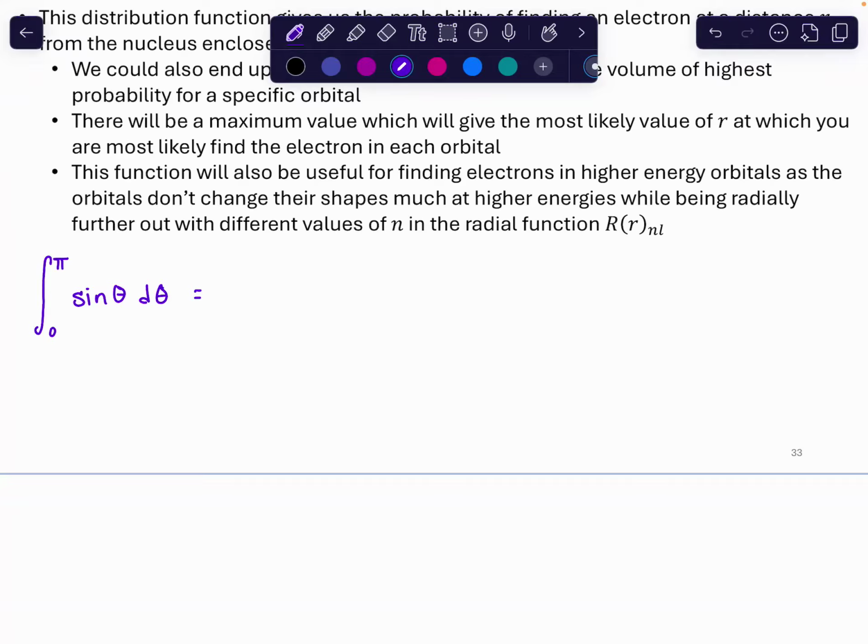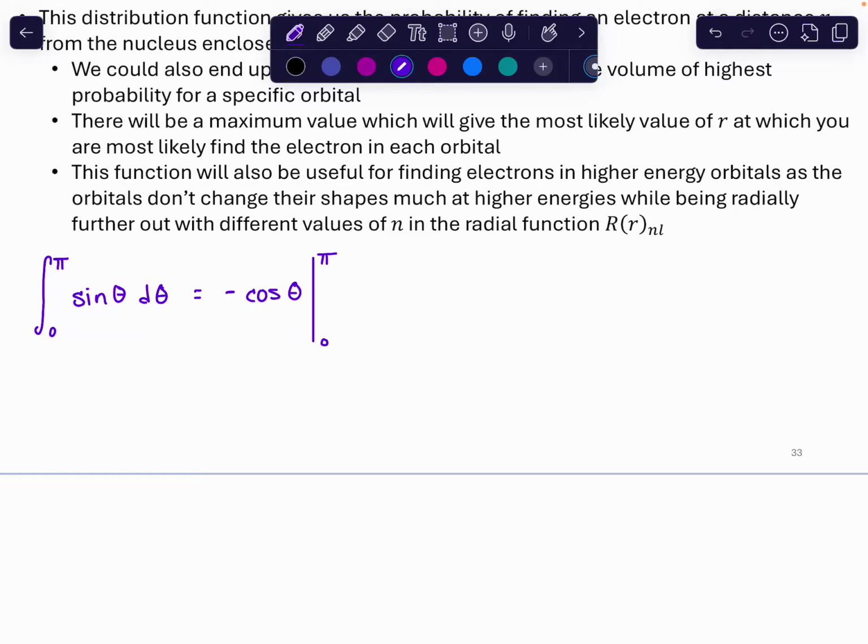Your integral of sine is negative cosine. Integral of negative cosine is negative sine. Integral of negative sine is positive cosine. Integral of positive cosine is positive sine. You just keep going around in this circle. So this one, positive sine becomes negative cosine of theta, and we're going to evaluate from 0 to pi.